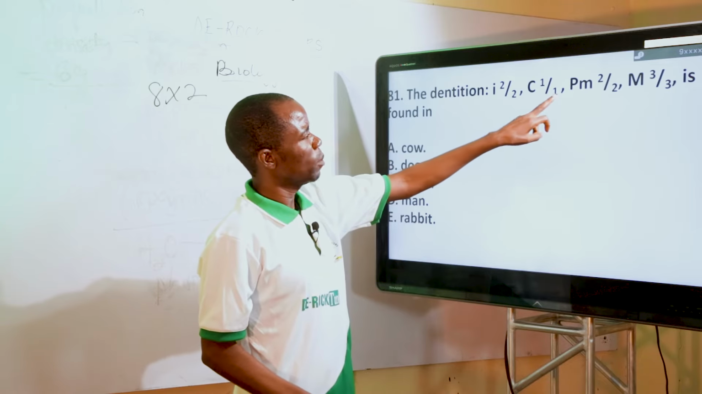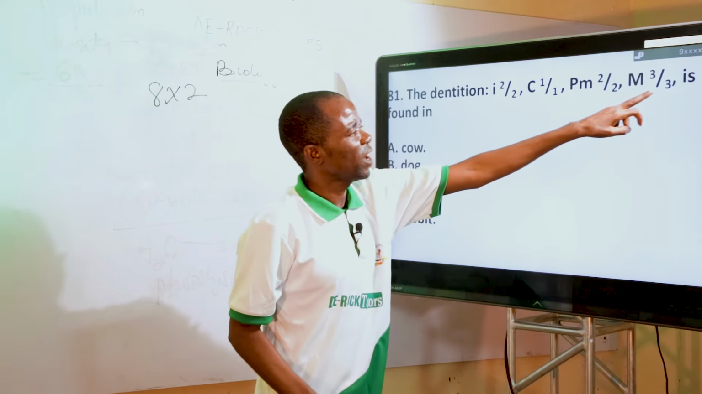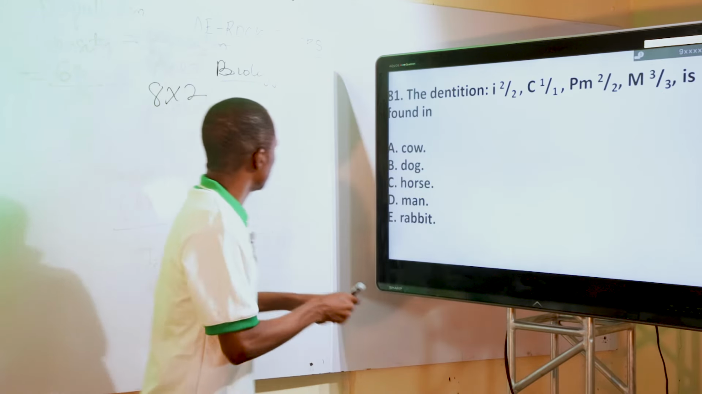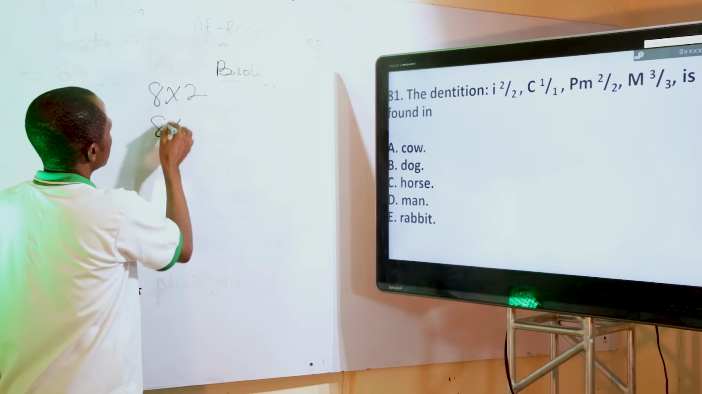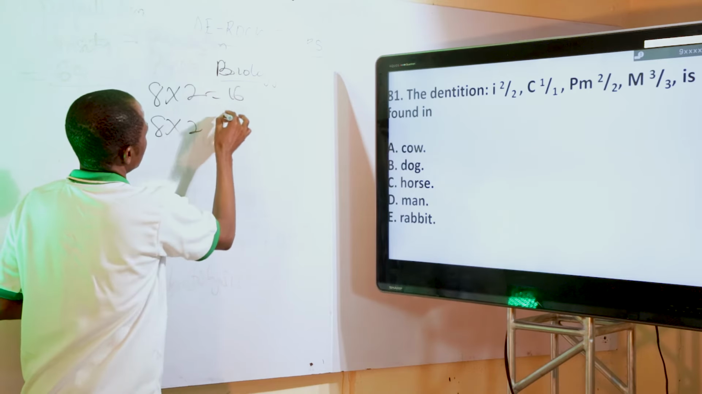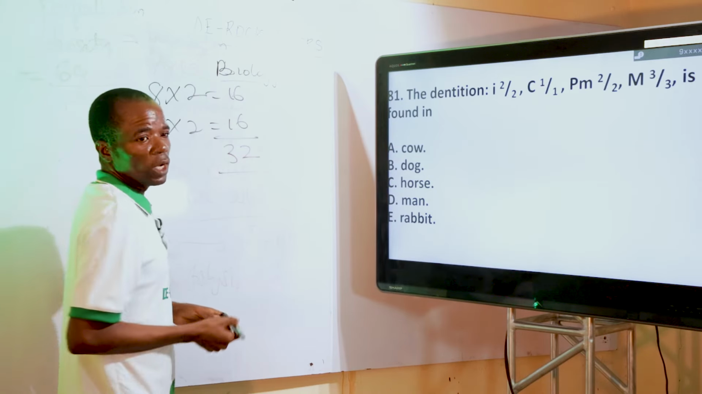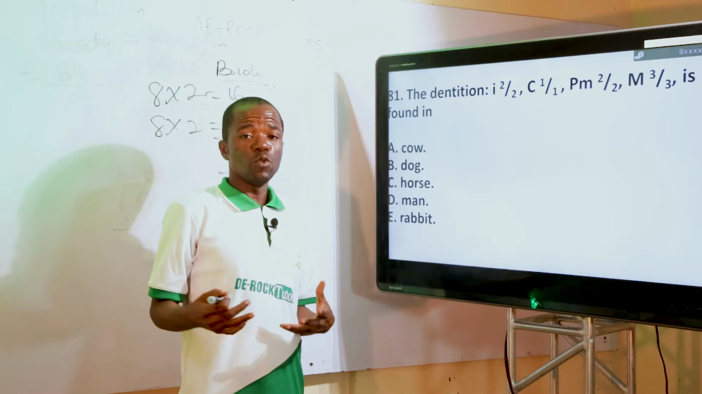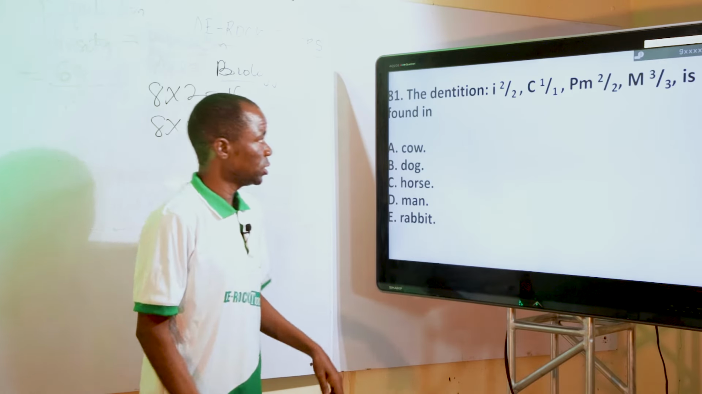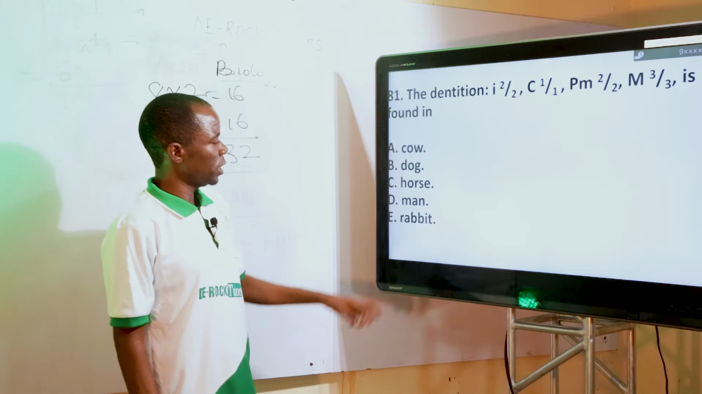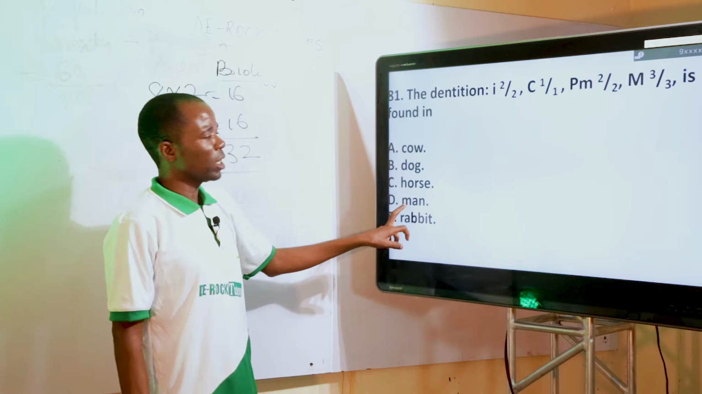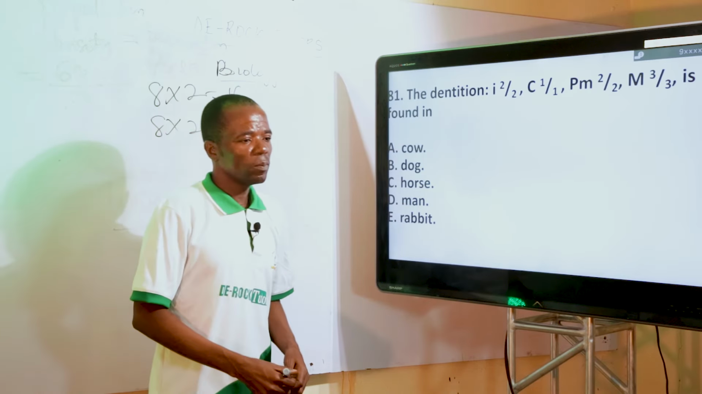2 plus 1, 3. 3 plus 2, that's 5. 5 plus 3, that's 8. 8 multiplied by 2, that also gives us 16. So this gives 16, this also gives us 16, and if we add it together, 32. And we all know that the number of permanent teeth in human or in a man is 32. So this dental formula displayed here is definitely the dentition formula for man. Let's go to number 82.